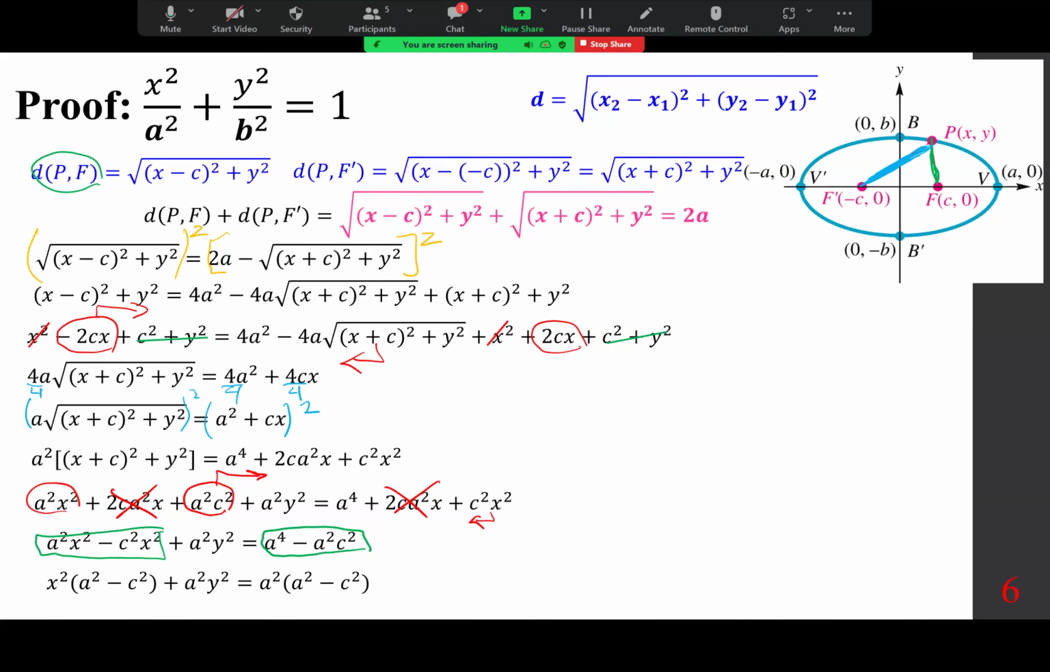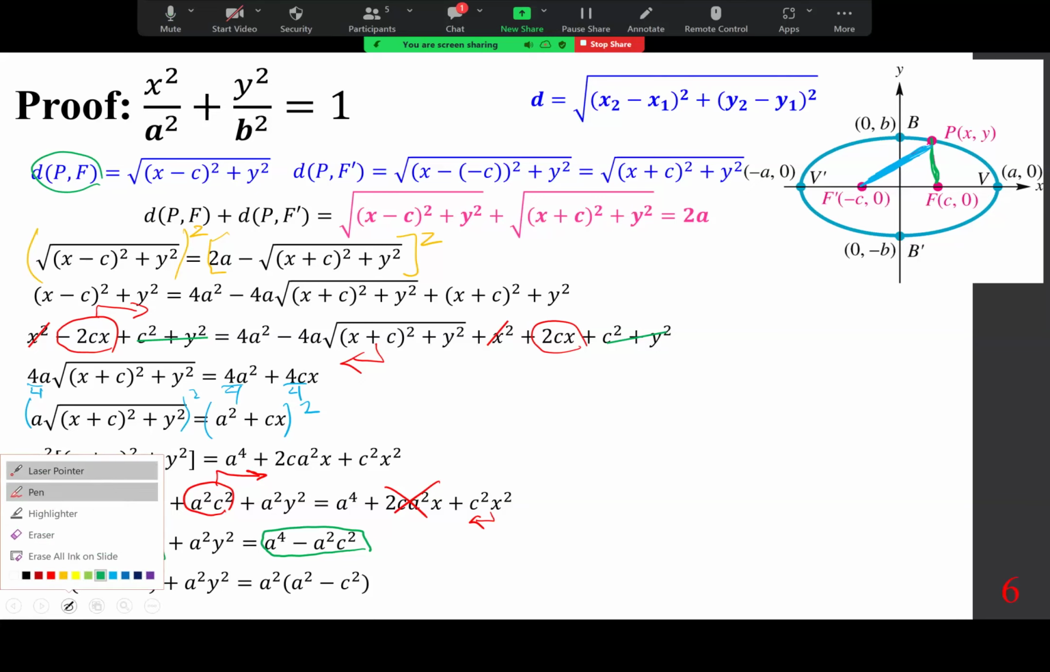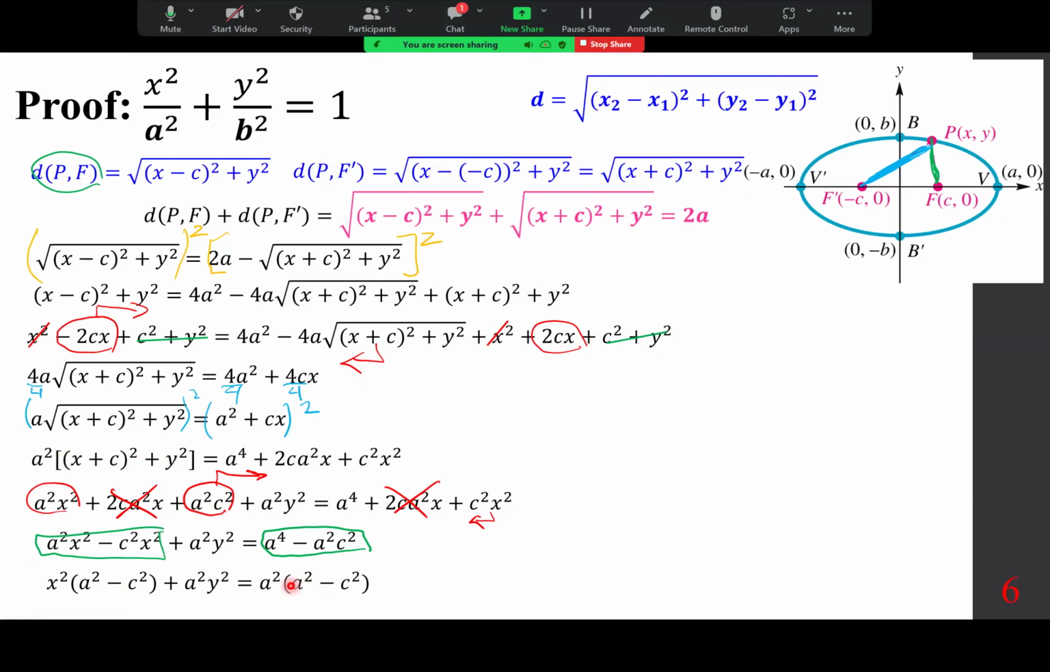And so we divide by the right side. So divide everything by this. Divide by the right side. So the right side becomes 1. Divide by this. This is a number. When you divide by this, this one gets x squared divided by a squared. This one gets y squared divided by a squared minus c squared. So we are dividing by the right side, everybody.